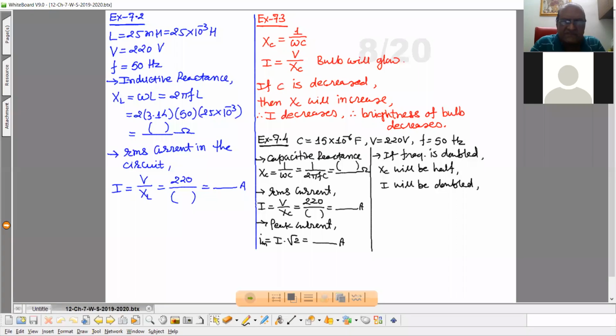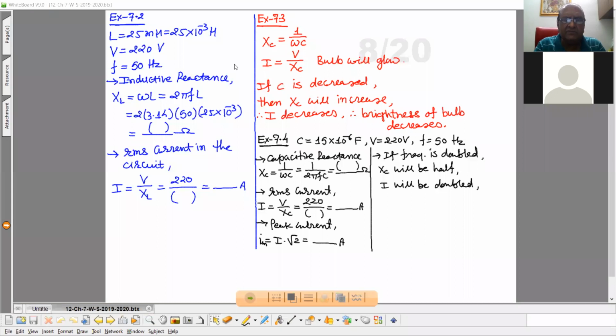Now, example 7.2. A pure inductor of 25 millihenry is connected to a source of 220 volt. Find the inductive reactance and RMS current in the circuit if the frequency of the source is 50 hertz.